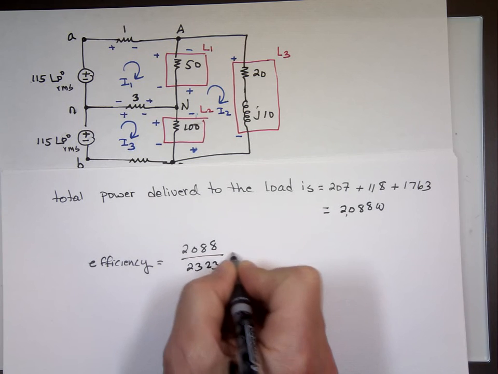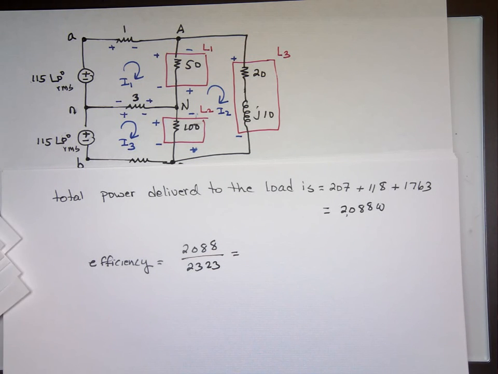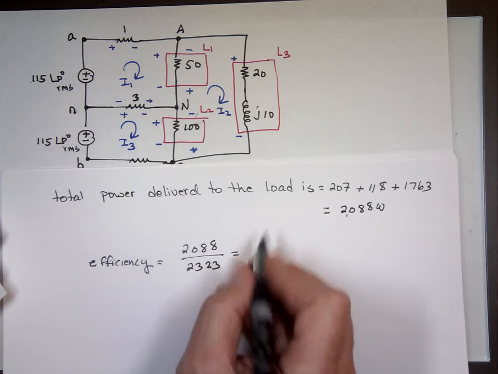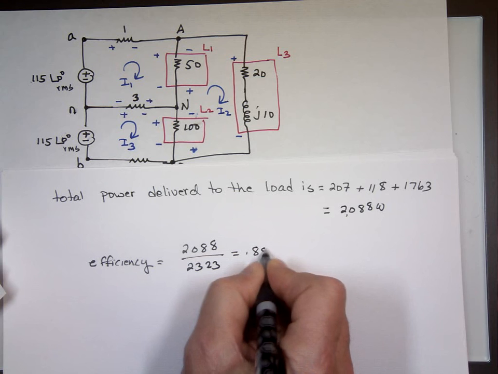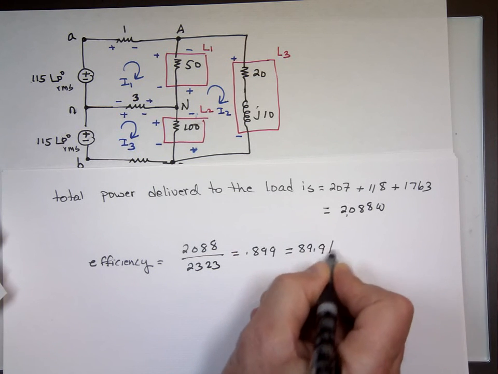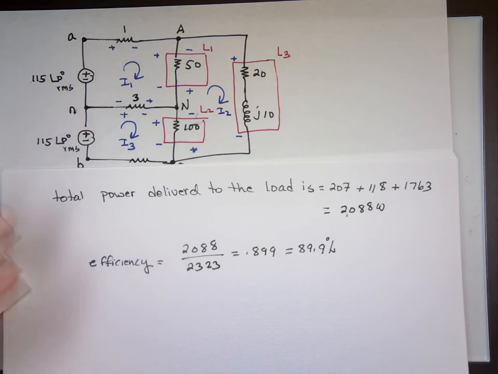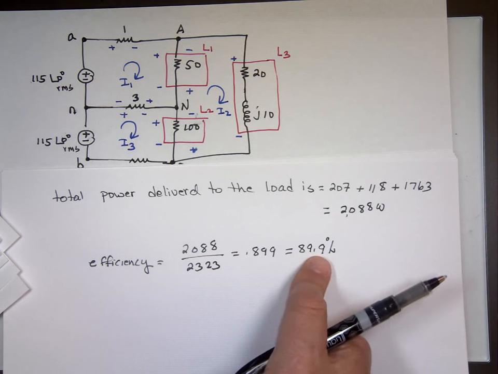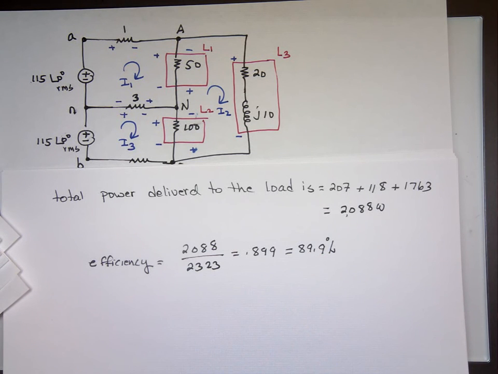And what are we getting there? 2088 divided by 2323. I'm getting about 0.899. So I'm actually getting 89.9% of the power. If this is my load, my house, my factory, I'm getting 89.9% of the power being supplied to my house. I'm losing 10% through these wires.